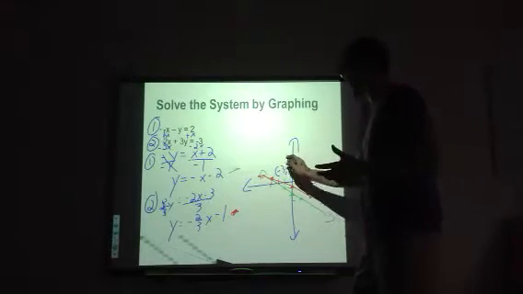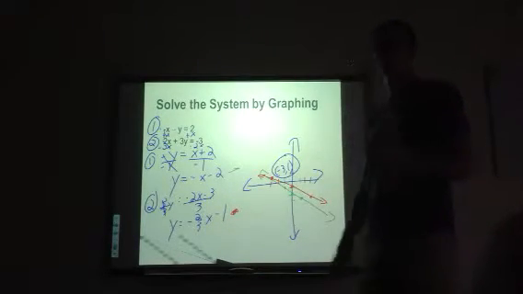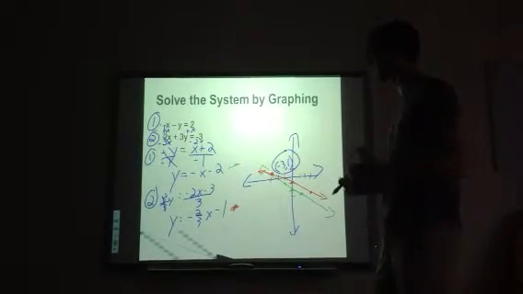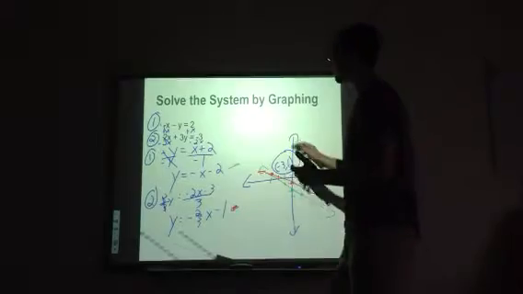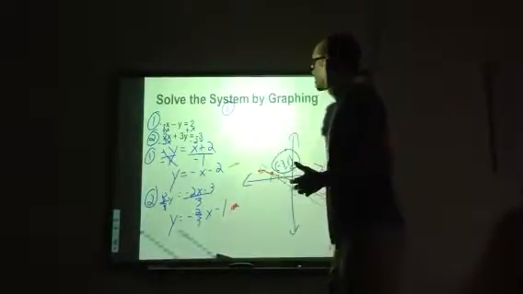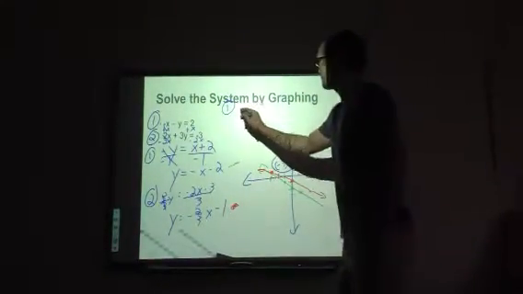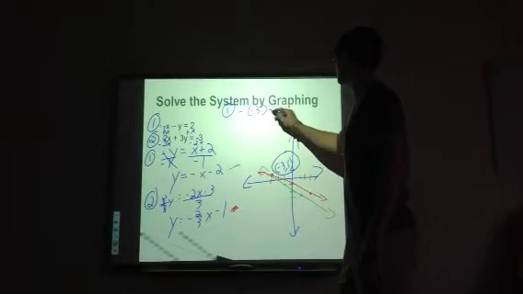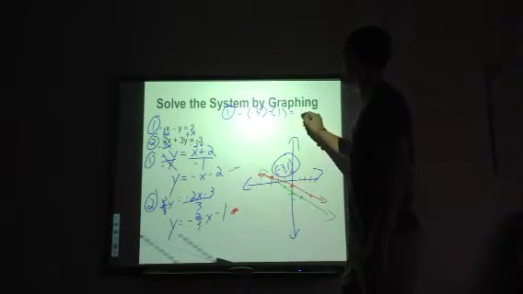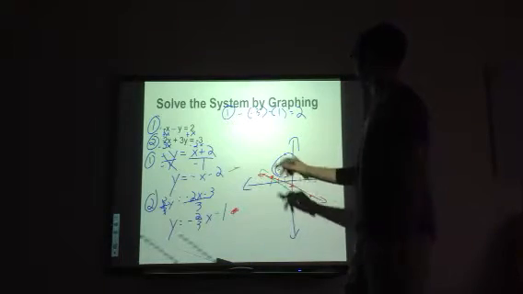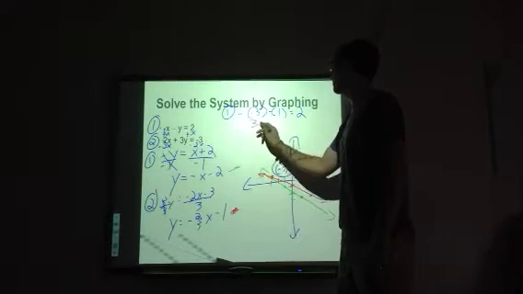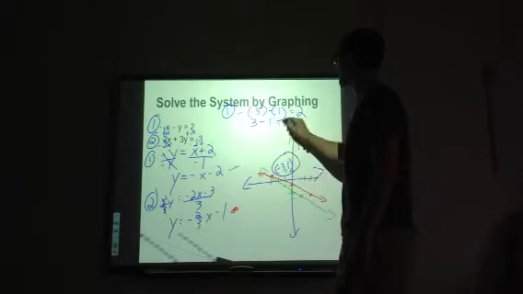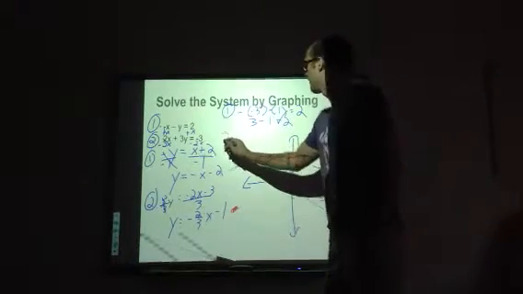Okay, so there was step 2. Step 1 was graph both the equations. Step 2 was write your answer as an ordered pair. It's a point on a graph, so we need to write it as an ordered pair. Step 3, check your stuff. Alright, so let's check it in equation 1. Negative 3 is your x value. 1 is your y value. So negative 1 times negative 3 is a positive 3. Does 3 minus 1 equal 2? Absolutely it does. So we're good with equation 1.